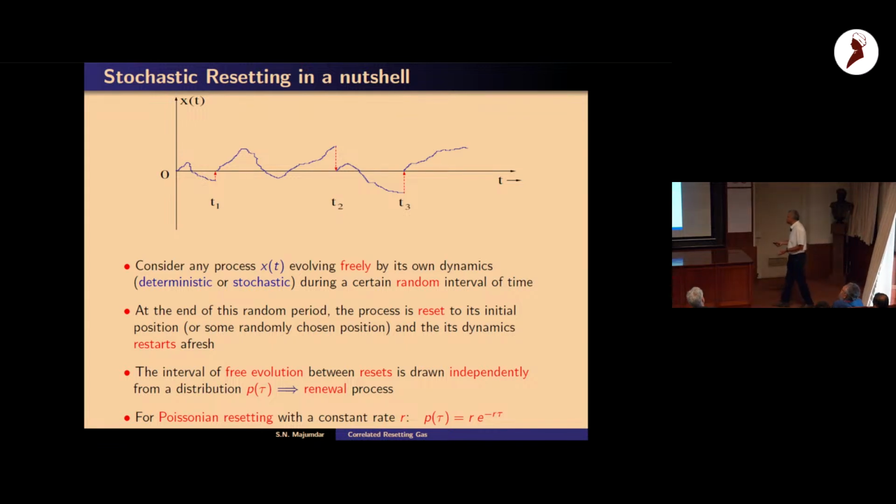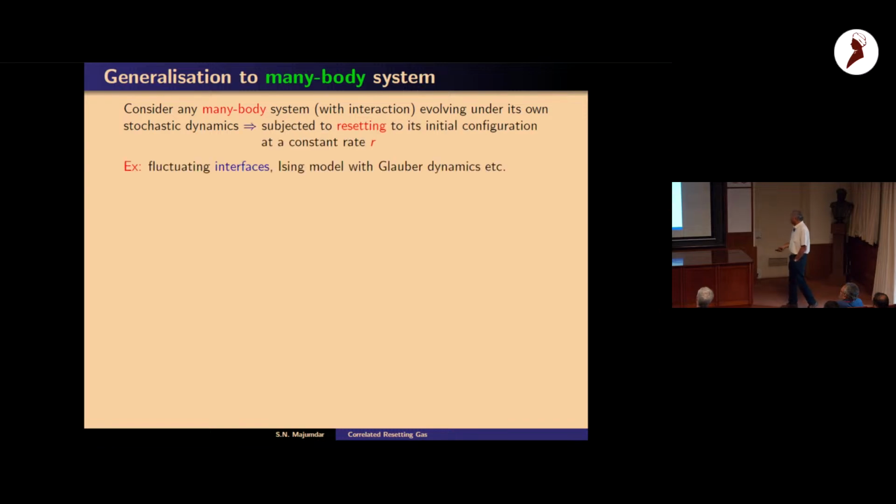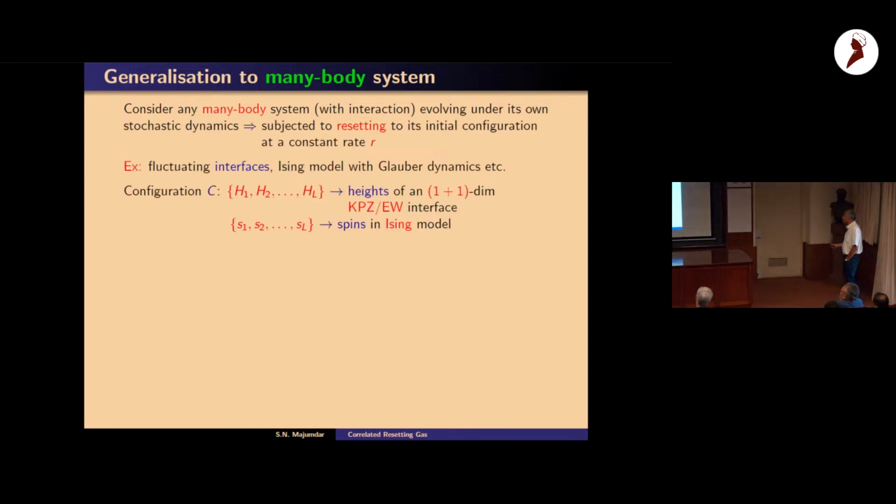You can do it for classical, quantum, anything you like, and easily generalize it to many-body systems and so on. For instance, two simple examples: fluctuating interfaces, for example KPZ or the Edwards-Wilkinson interface in 1+1 dimension. Here, the basic degrees of freedom are the heights of the interface at different points in space. Or in the Ising model, these are the spins at different points in space.